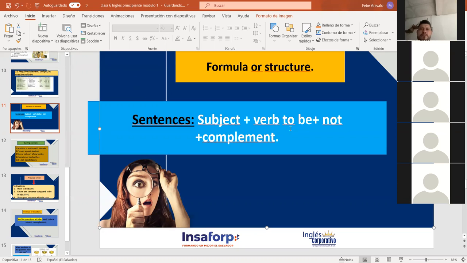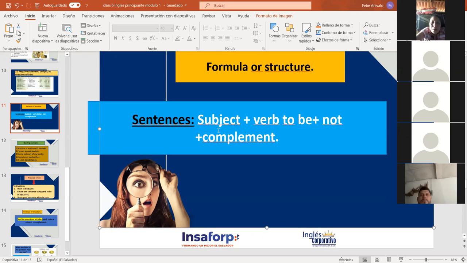Subject plus verb to be plus not plus complement. Thank you. Marisol Galdames, please, your turn. Subject plus verb to be plus not plus complement. Excellent. René Giron, please read the structure. Subject plus verb to be plus not plus complement. Thank you. Alba Torres, read the structure, please. Subject plus verb to be plus not plus complement.